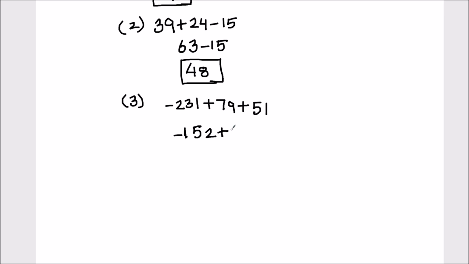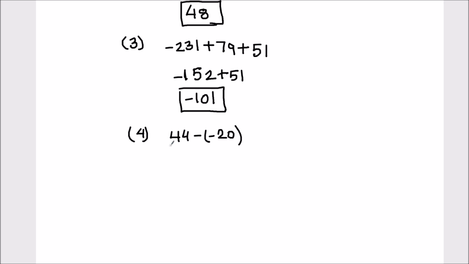And the next number is plus 51. Now these are a negative and a positive number, so we'll subtract the two numbers. So that's going to be 152 minus 51, which is 101. And here, out of the two numbers, 152 is bigger in numerical value than 51. So the sign will be negative. So that's negative 101. So our final answer is negative 101. Let's solve the fourth example.